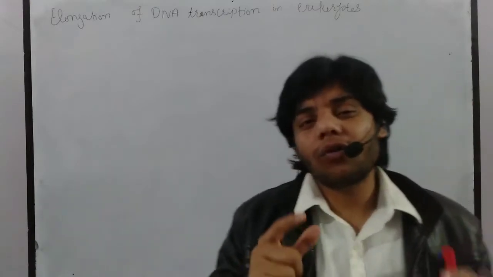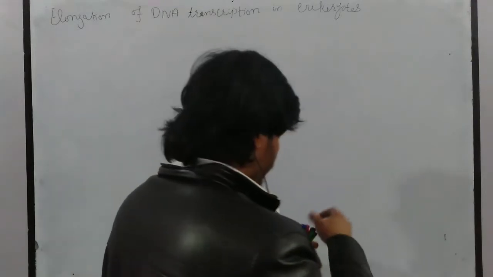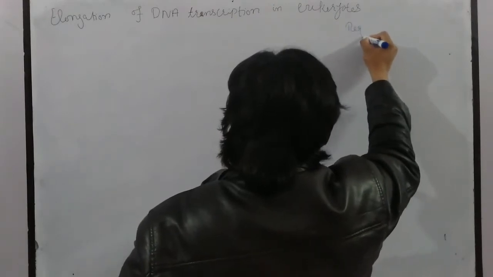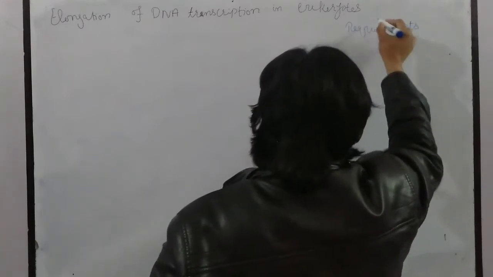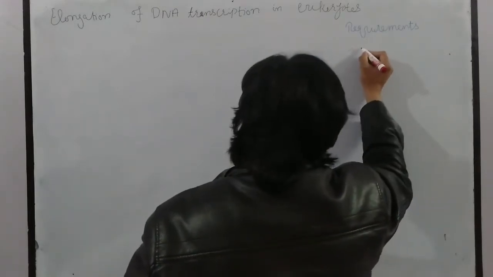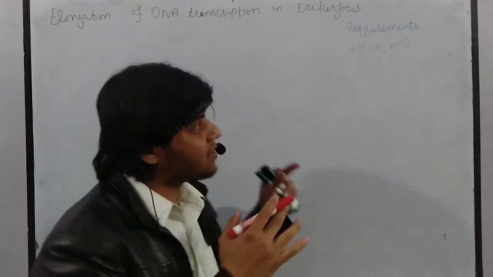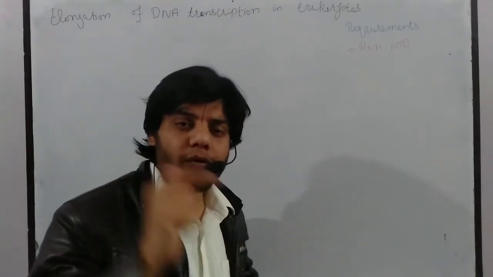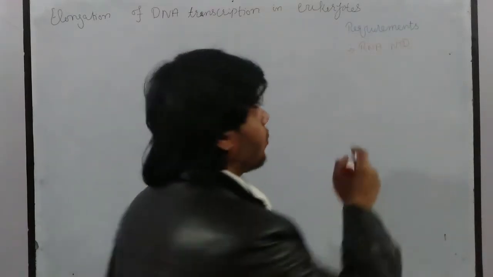Now, what kind of requirements do we need in elongation of DNA transcription? There are different kinds of requirements, so let me write requirements. What do we need in this case? We need RNA nucleotides, which are mainly found inside the nucleus, because we are talking about DNA transcription in eukaryotes, so definitely the nucleotides will be found in the nucleus. In prokaryotes, they are found in the cytosol of the cell.